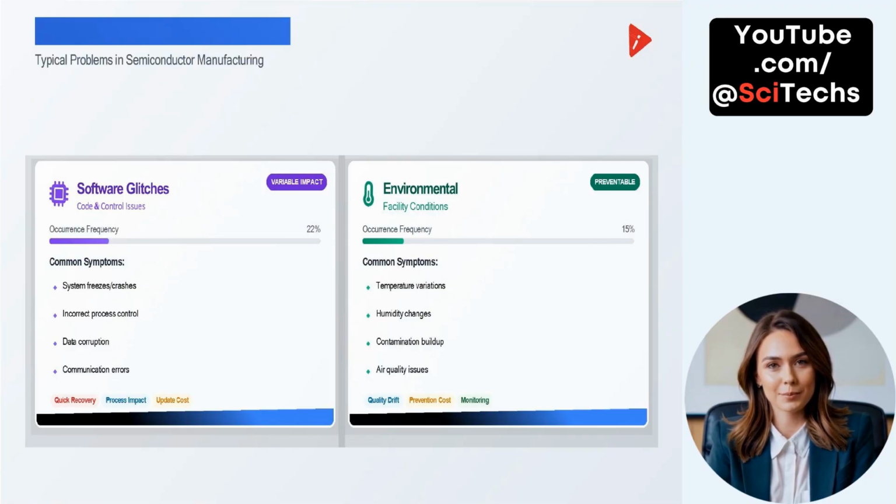Contamination buildup, particularly from particles or gases, can ruin wafers or interfere with equipment. Air quality issues may lead to long-term degradation. While these problems are less frequent, they can lead to quality drift, requiring constant monitoring and proactive prevention efforts. Managing software integrity and facility conditions is crucial for ensuring both process stability and product quality in semiconductor manufacturing.